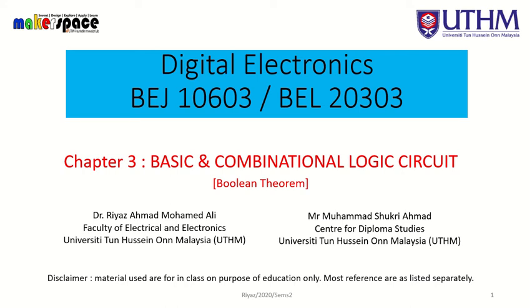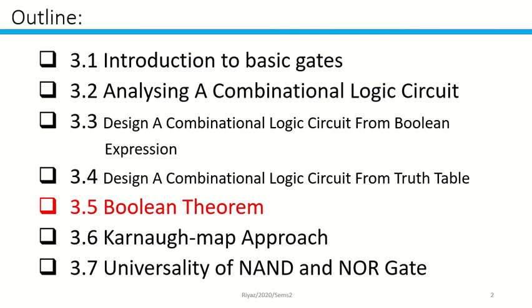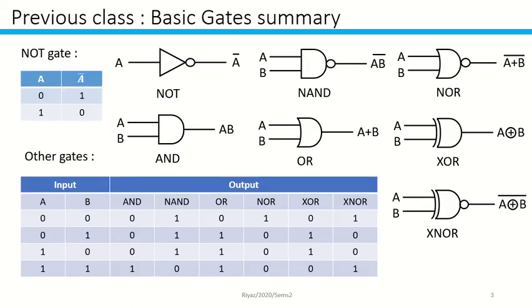Today I'm going to focus on Boolean Theorem, which is under Chapter 3, Basic and Combinational Logic Circuit. So the outline of Chapter 3 is that 3.5 is talking about Boolean Theorem. In the previous class, I mentioned all the basic gates, and this is the summary.